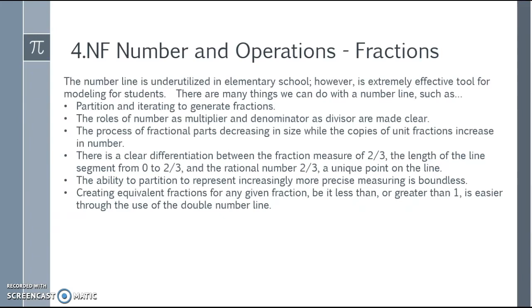There is a clear differentiation between the fraction measure of 2/3, the length of the line segment from 0 to 2/3, and the rational number 2/3 used as a unique point on the line. The ability to partition to represent increasingly more precise measures is boundless. Creating equivalent fractions for any given fraction, be it less than or greater than 1, is easier through the use of the double number line. Not to mention how visual the number lines can be.